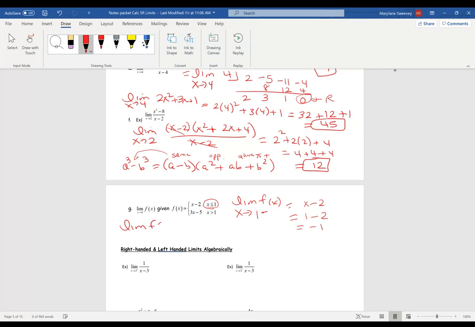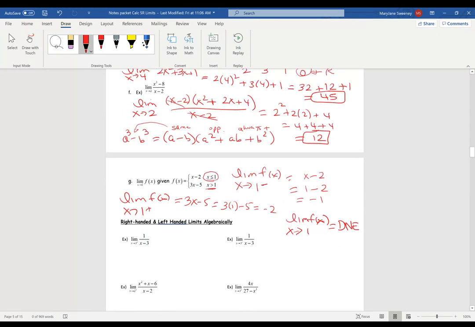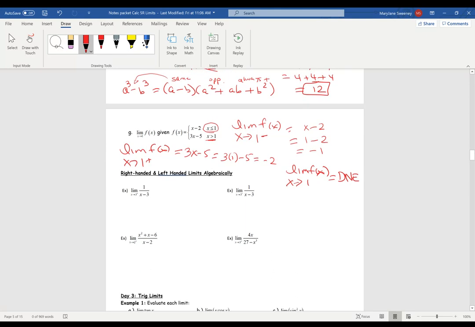If I want to do the limit of f of x as x approaches 1 from the right, now I'm looking here, greater than 1. So into the 3x minus 5, I want to plug in 1, I get negative 2. So from the left and from the right are not the same y values, which means the limit of f of x as x approaches 1 does not exist, right? For the limit to exist, from the left and from the right, we have to be approaching the same y values. Basically, there'd be a jump in the graph there.